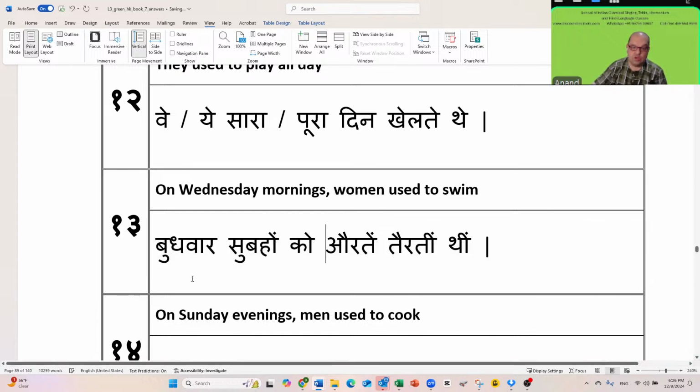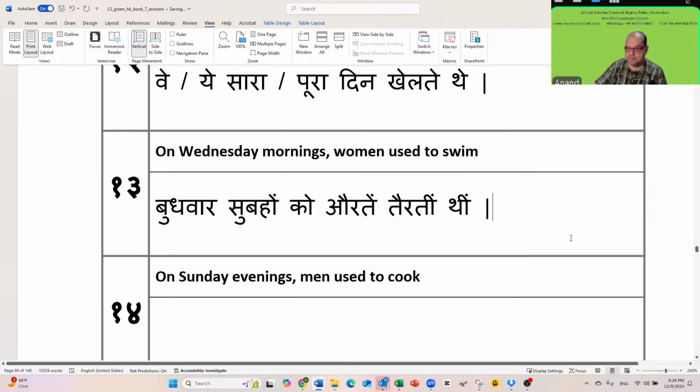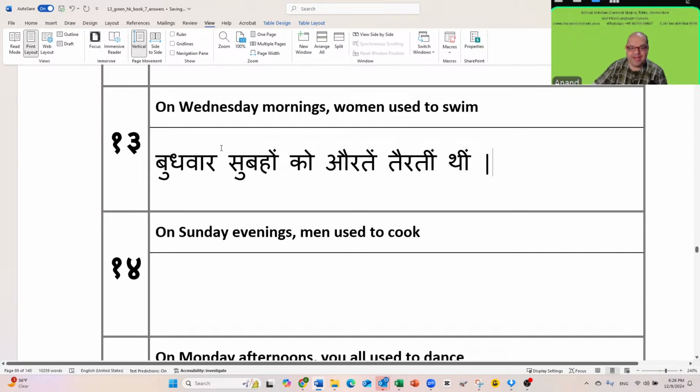Okay, so बुधवार सुबहों को औरतें तैरती with a dot and थीं also with a dot. So if you all don't have those dots, please put it. And then this one I'm okay. If you all say subah ko or you all say subahon ko, I'm going to allow both of them. Most people when they speak will say subah ko. They won't say subahon ko. But that's fine. बुधवार सुबह को औरतें तैरती थीं.